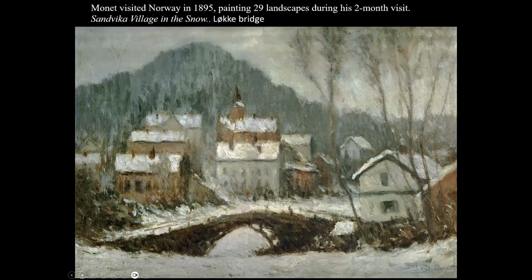29 landscapes will come from this 2-month sojourn. He was largely visiting or stayed at Sandvika, and this is a village in the snow. And he was often attracted to a man-made object. And in this case, it's the bridge that you're seeing in the foreground, which was made out of iron, which at that time in Norway was in fact something of a novelty. Norway was very poor in the late 19th century and was late to industrialize. But this bridge, this iron bridge, undoubtedly sparked Monet's imagination.